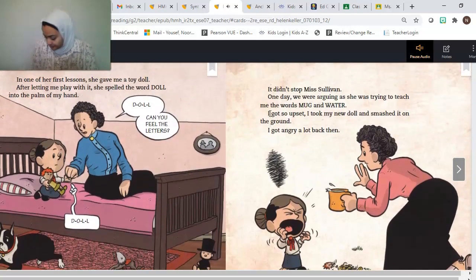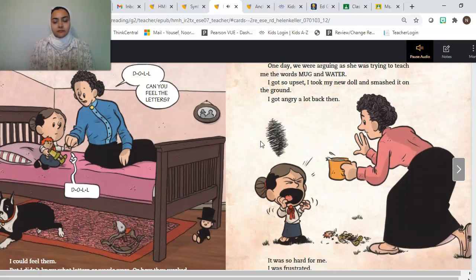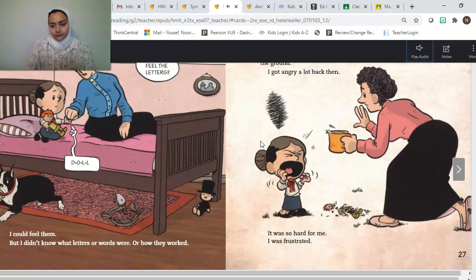One day we were arguing as she was trying to teach me the words mug and water. I got so upset, I took my new doll and smashed it on the ground. I got angry a lot back then. It was so hard for me. I was frustrated.